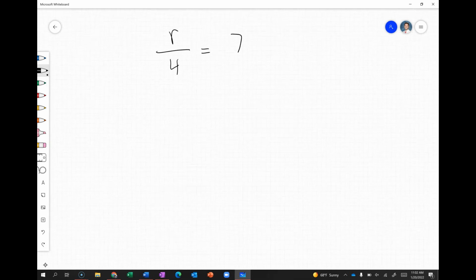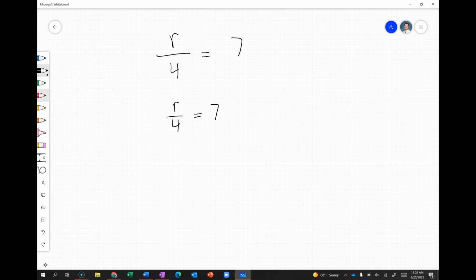Finally, one more example. We have r divided by 4 equals 7. Again, because we're going to multiply on both sides, let's rewrite our equation. Then we know we're multiplying both sides by 4, so we can show that here. Now on the left side, that leaves me with r, and on the right side, I have 7 times 4, which is 28. So that's my solution. And then we check.